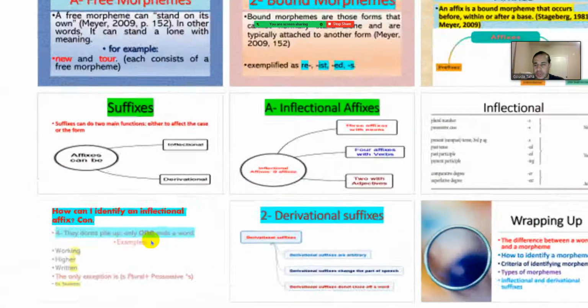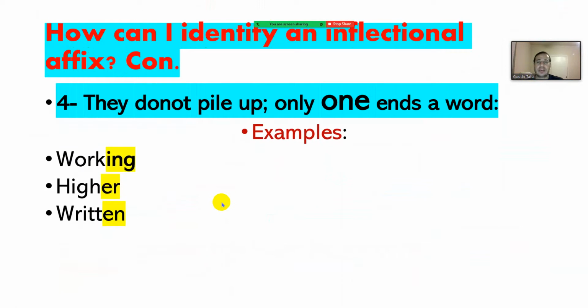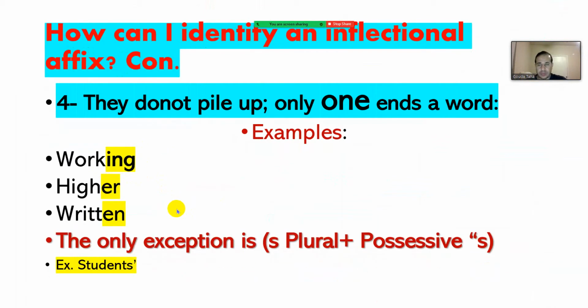One last characteristic of inflectional suffixes is that they do not pile up. So once we add one of them, that's it. So we cannot add ing, for example, and ed together. However, we have one exception, which is adding the plural s plus the possessive s in this word.